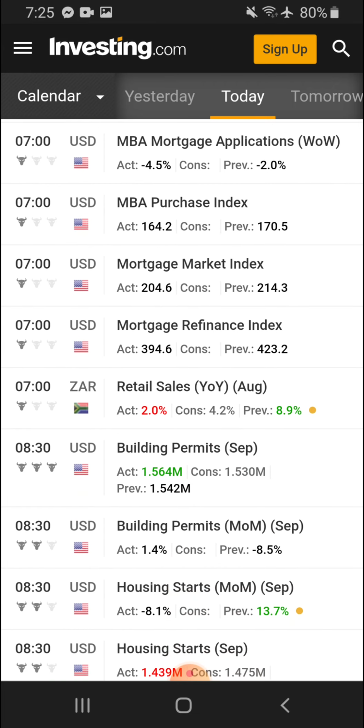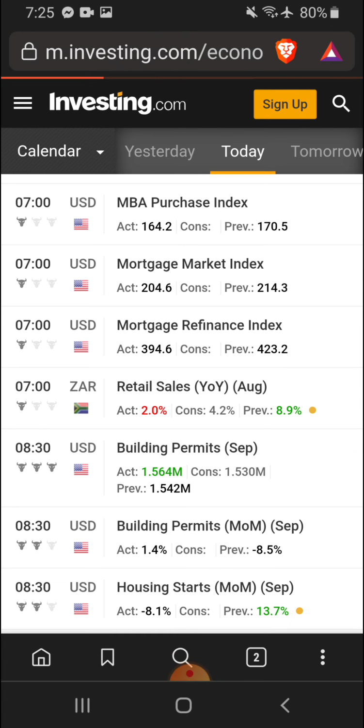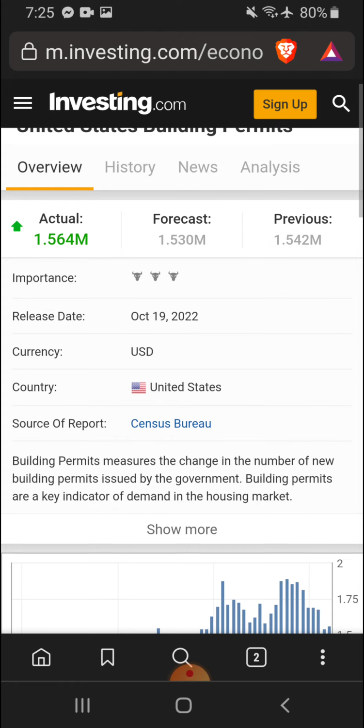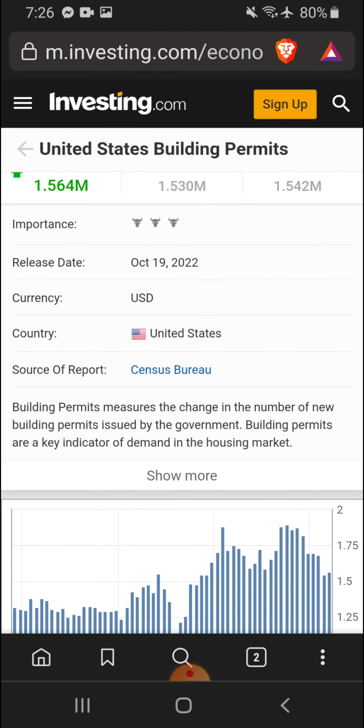So today we also had building permits, economic news for September. So building permits for September, the report came out showing that it was slightly bullish for the US dollar because building permits measure the change in the number of new building permits issued by the government.